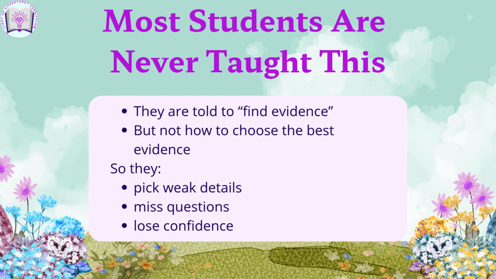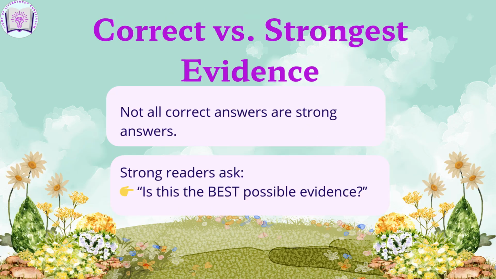Most students are told, find the evidence, but they're really not taught how to find the evidence and how to choose the best evidence. So when that happens, if they're not quite sure, they'll select weak details, miss the question completely, or their confidence will start taking a nosedive, which, as every teacher and parent knows, once that happens, it's so much harder to build them back up. So they have the confidence they need to be successful.